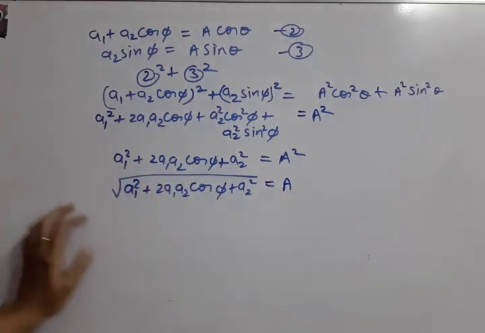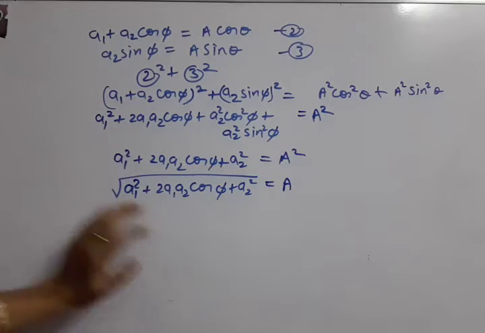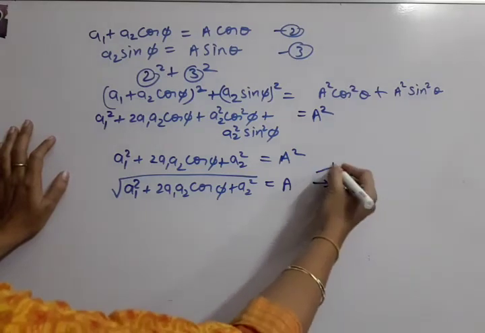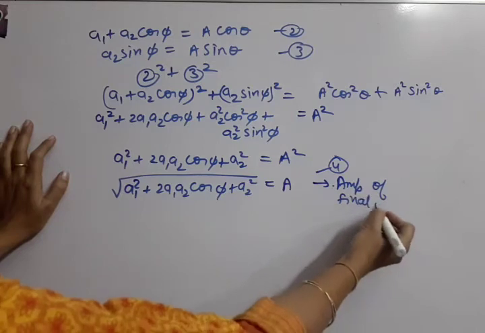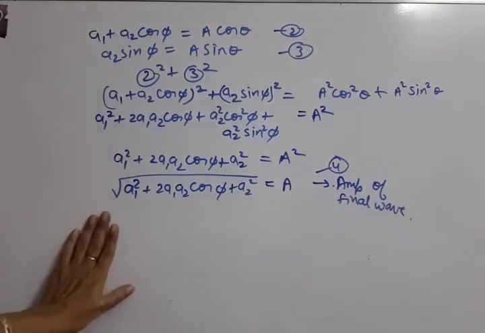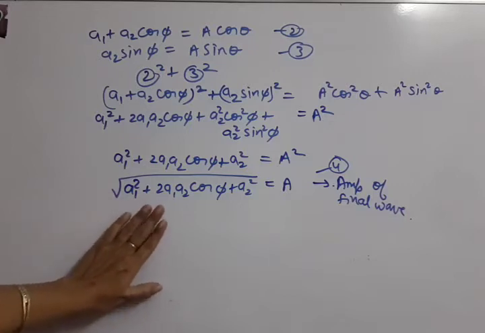This way. Okay. Now the amplitude of the final wave has been solved. This is the amplitude of the final wave. You can give it equation number 4. Okay, this is the amplitude solved. Now other than amplitude, one more term, intensity, is also to be solved. So let us make the intensity formula here.